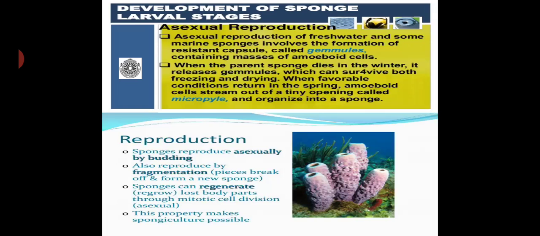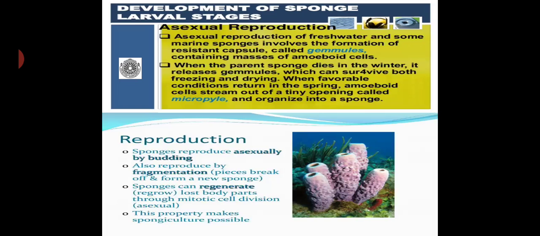Coming to asexual reproduction. Asexual reproduction of freshwater and some marine sponges involves the formation of resistant capsules called gemmules containing masses of amoeboid cells. When the parent sponge dies in the winter, it releases the gemmules, which can survive both freezing and drying, and when favorable conditions return in the spring, amoeboid cells stream out of a tiny opening called micropyle and organize into a sponge.